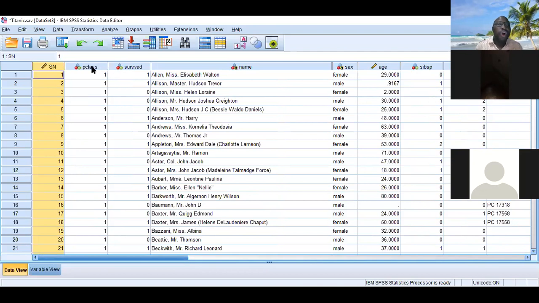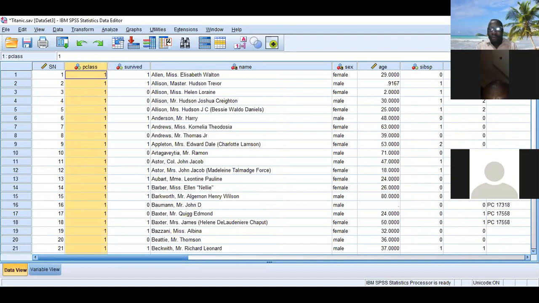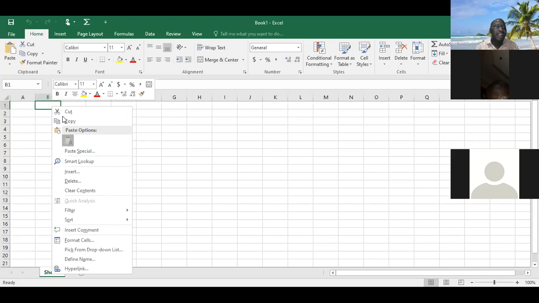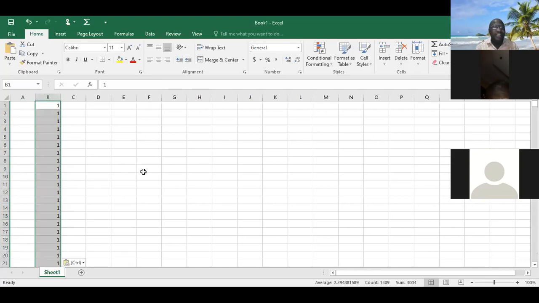Now you copy that first class. I just click on the title, it will highlight everything, then right click and copy. Now let me share the Excel I've opened. Can you see the Excel now? I will paste it here. Can you see now? I pasted it.